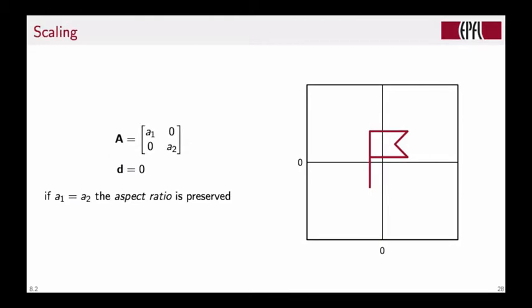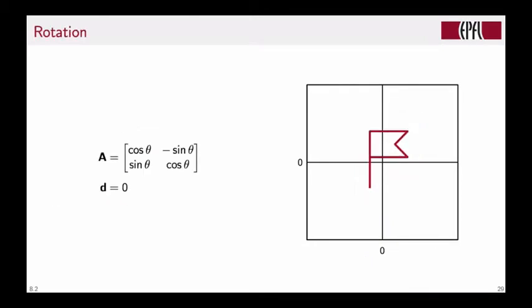Scaling is an affine transform where the matrix is a diagonal matrix and the diagonal entries are the amount of stretching or contraction of each axis independently. In this example, for instance, we have a scaling where clearly A1 is equal to A2 and both are less than 1 because the resulting image is larger.